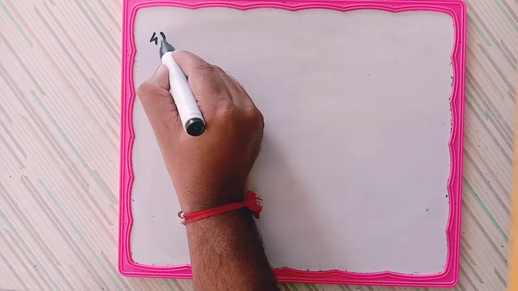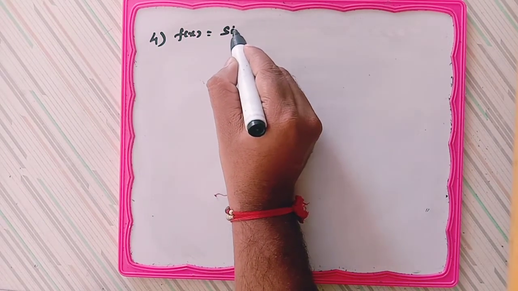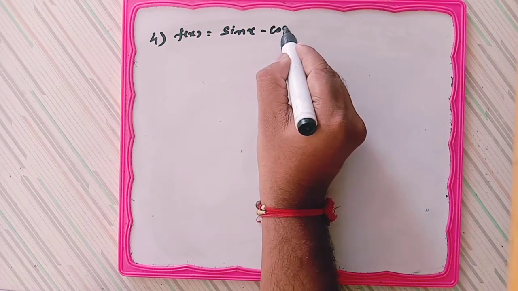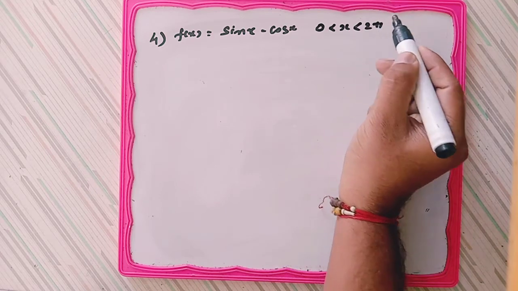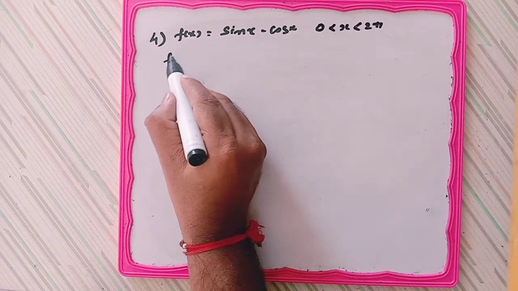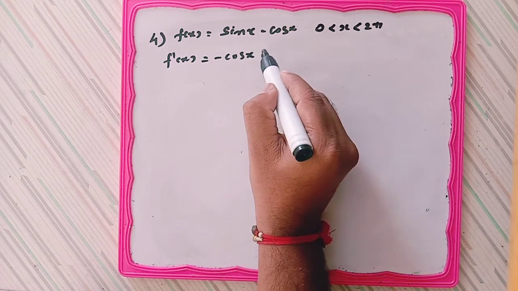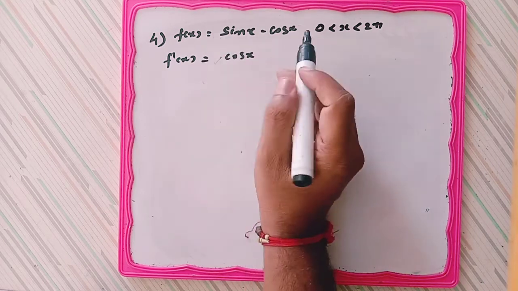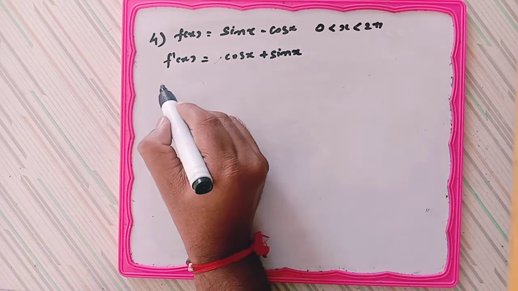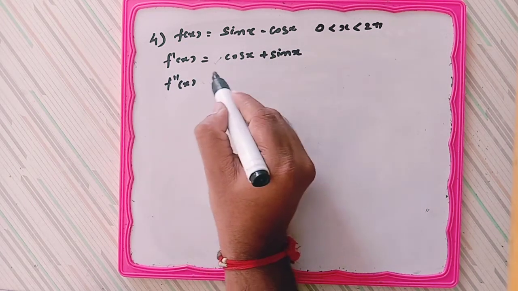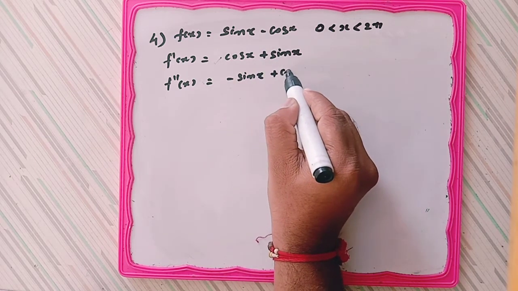Fourth question we have f(x) equals sin x minus cos x, 0 less than x less than 2 pi. So f dash x we will have minus cos x plus sin x, and f double dash x we will have minus sin x plus cos x.